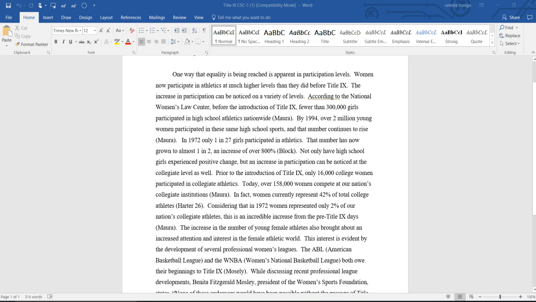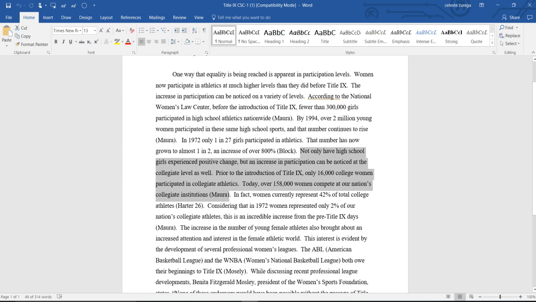They start out with elementary schools, right here, and they move into high school and give us all the facts that they found about increased female participation in high school.